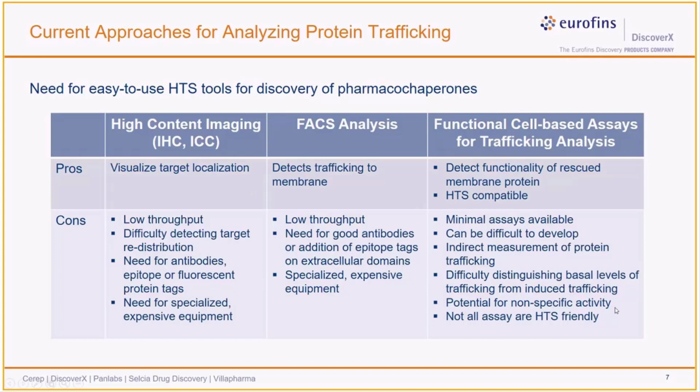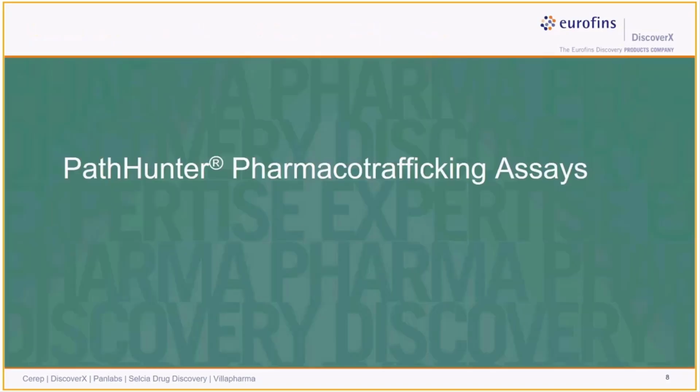The one on the right side are functional assays, and these are great. They're useful for detecting restoration of the function and have high throughput capability, but they can be very difficult to develop. There's not a lot available, and they're not always HTS friendly, even though they have the capability for doing that. So there is clearly a need for an easy to use, high throughput compatible tool for studying these pharmacochaperones that doesn't require antibodies and all the other stuff I mentioned. So let's get into these assays.